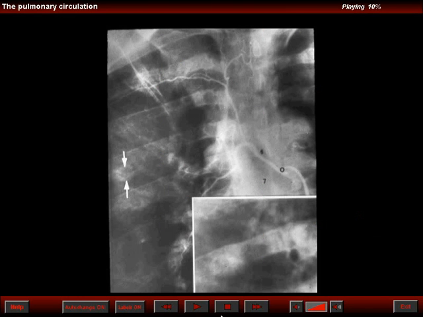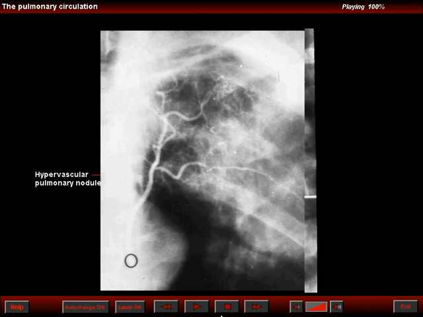A solitary pulmonary nodule outlined by the arrows was supplied by bronchial arteries and proved to be a bronchial carcinoma. We believe that if a nodule shows hypervascularity, it's a surgical nodule. It could still be an active granuloma, but it may be a primary or a secondary malignancy of the lung.